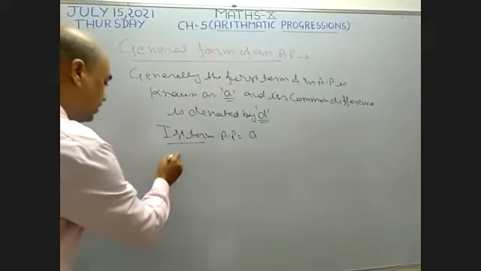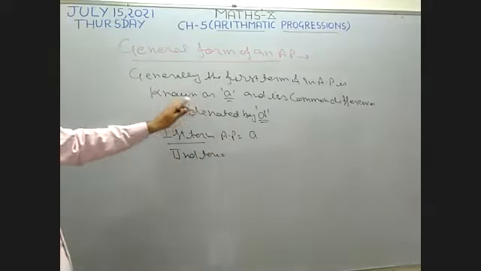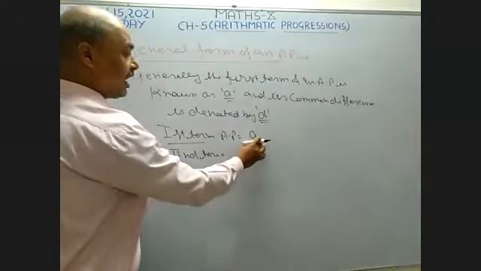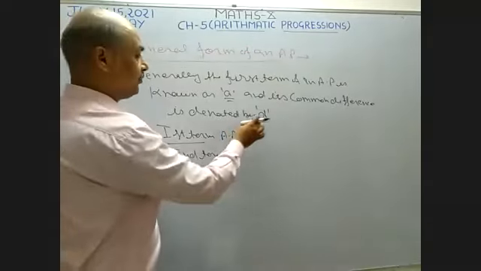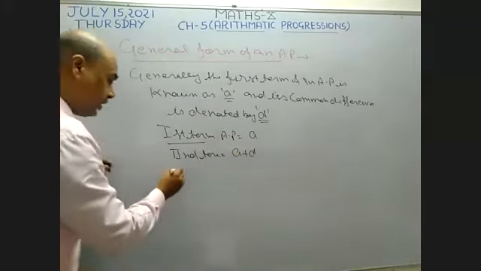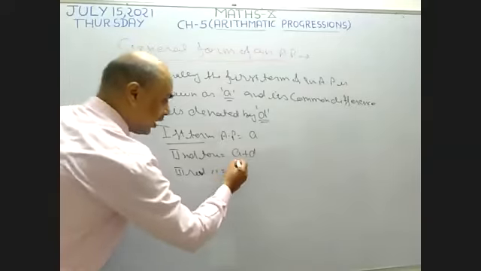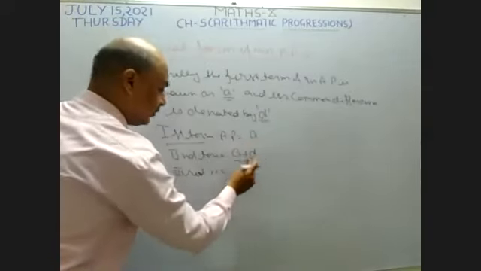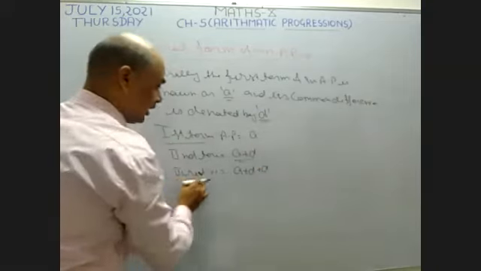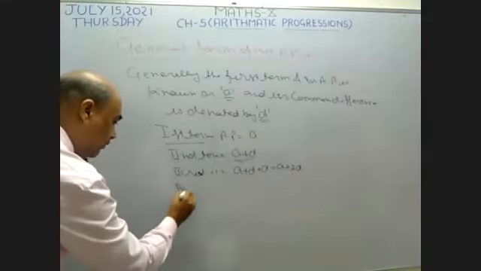Now, what is the second term of an AP? In the definition, we have to add a fixed number to the preceding term. The preceding term is A. I want to add the fixed number, which is D. So the second term becomes A plus D. Now, for the third term of an AP, I add this common difference to the second term, which is A plus D. So this becomes A plus 2D. In the same way, I want to write the fourth term of an AP.